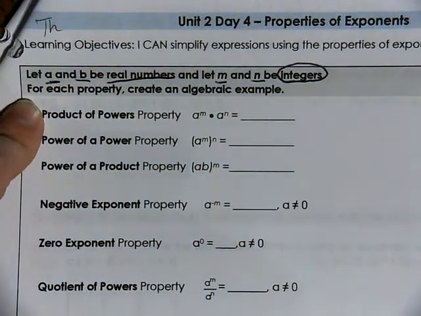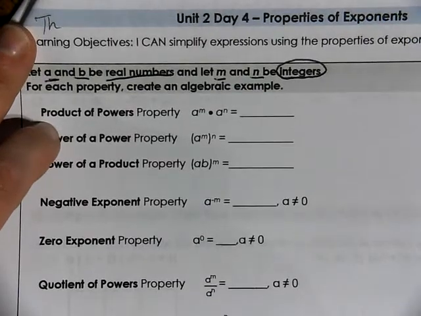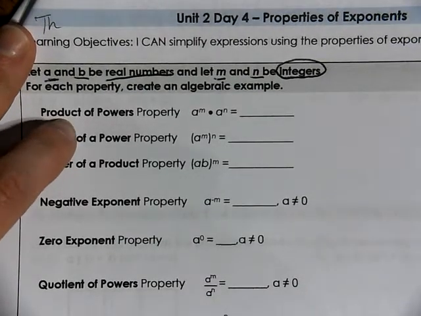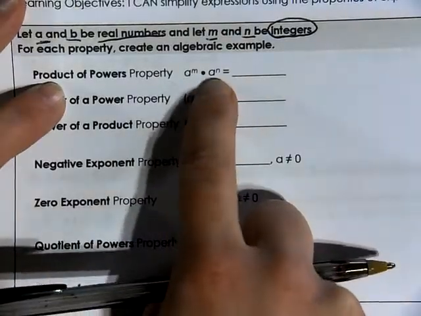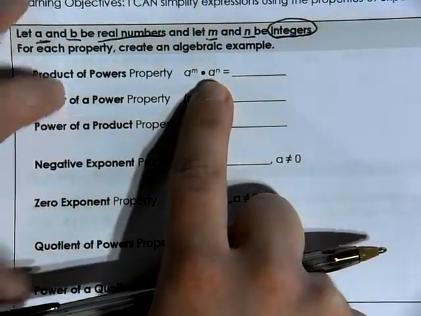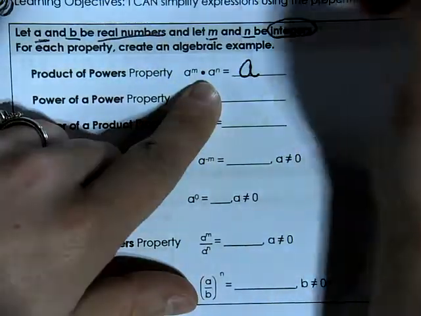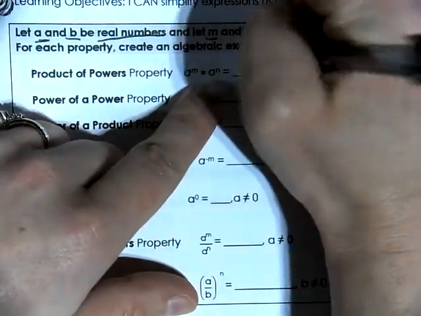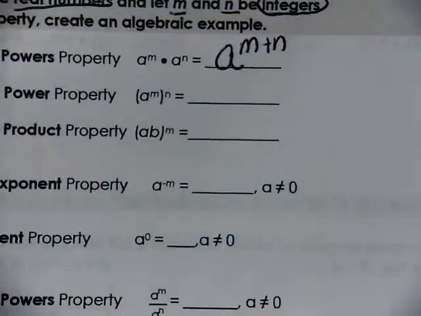For each property, we are going to create an algebraic example. The first one that we have is the product power property. The product happens after you multiply. If you multiply two powers with the same base, you're going to rewrite this as that base raised to the m plus n power. You are going to add your exponents together.